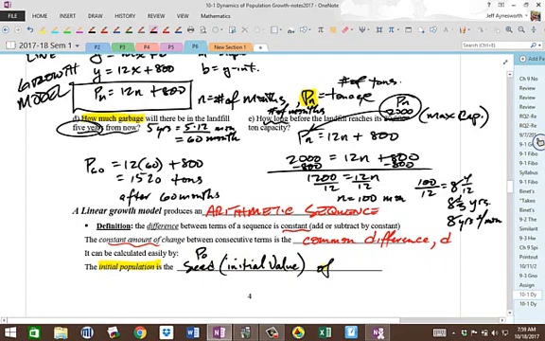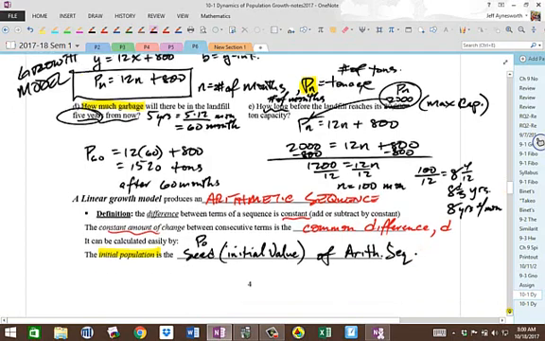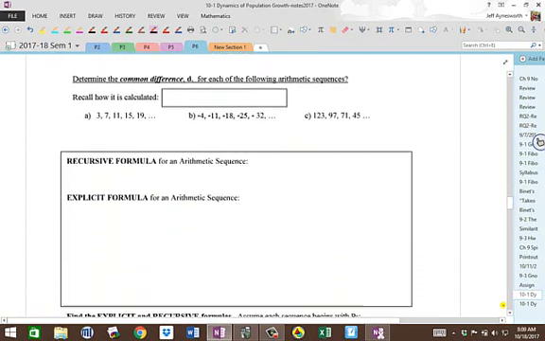Okay, of the arithmetic sequence. All right, that's just a little summary of what we've done so far. Now let's generate a few more things that we need. We need to get an explicit function.